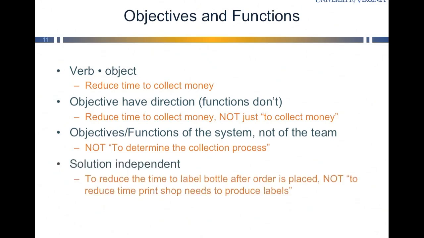Your objectives and functions should be solution independent. It shouldn't be something that, in describing the objective or the function, limits your choices or alternatives artificially. This is a slightly different example I'm using here. To reduce the time to label a bottle after order is placed could be a better objective than to reduce time the print shop needs to produce labels. Because this second one assumes that a print shop is producing labels, as opposed to solutions might include that you produce your own labels, and really what you care about is just that the time required to label the bottle after an order is placed is minimized, and a print shop may or may not be part of the solution.